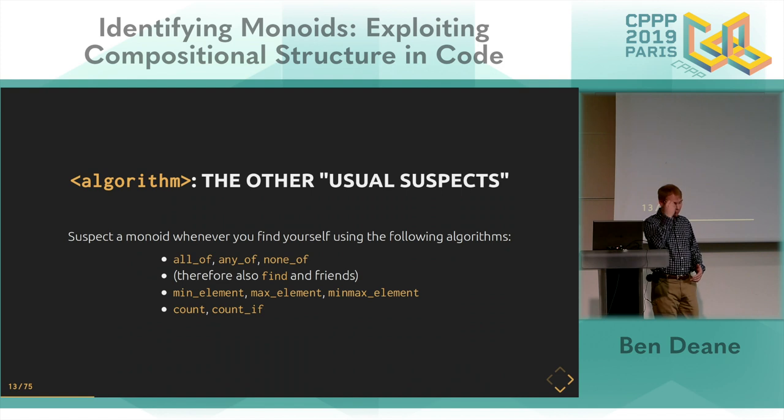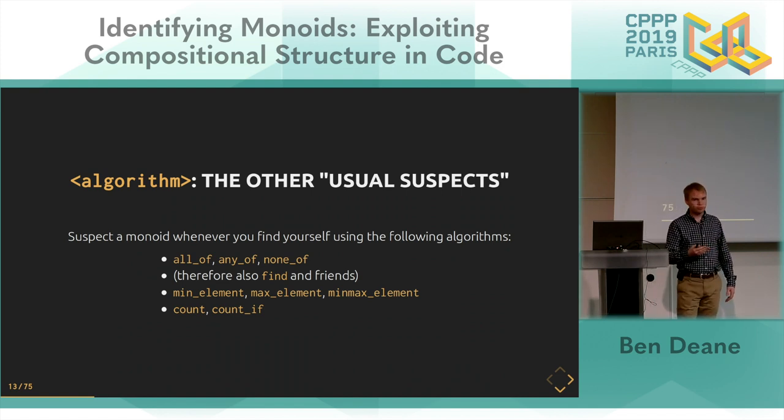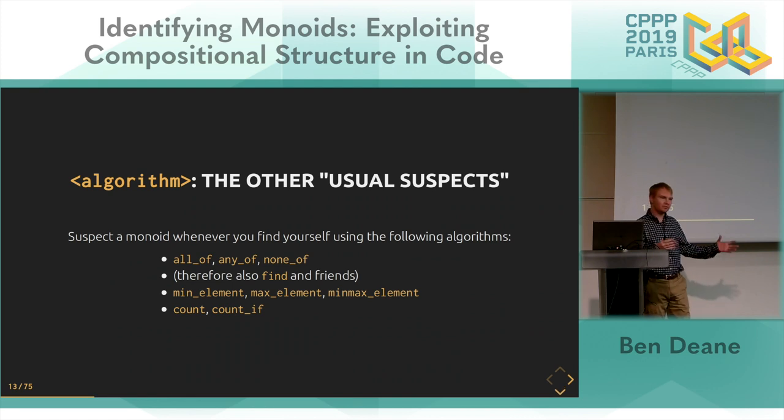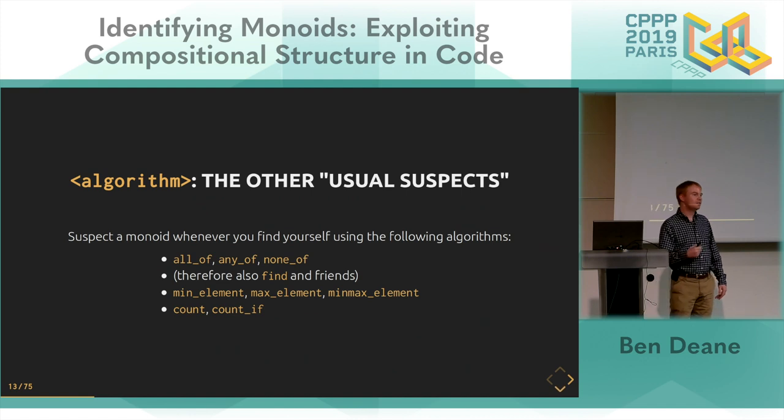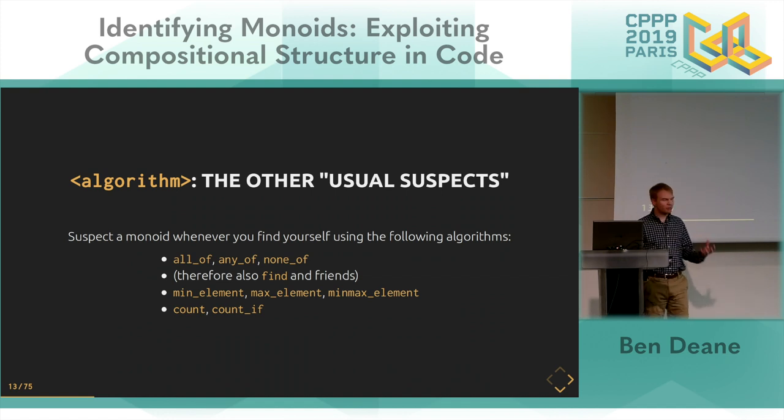There's a few others we can think about based on the monoids I just showed you. These are also clues. So all_of and any_of, they're those fold expressions over the Booleans, Boolean AND and Boolean OR, and none_of is a variation of that. Find and friends are also what all_of and any_of are built on, so they're underlying. And the min and the max element. And then count and count_if are sort of monoidal where the operation is increment, right? So they're that same structure of underlying code. Now, find here short circuits, so it's not quite an accumulate, but as I said, I've been playing fast and loose with mathematics, but concentrating on code structure.